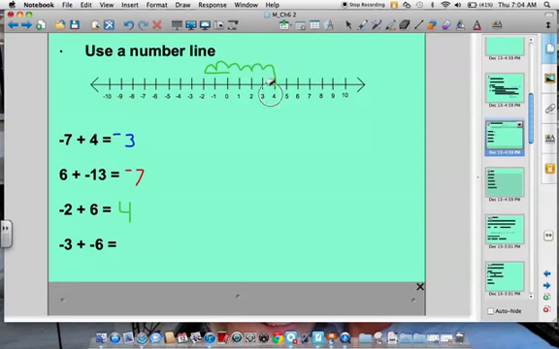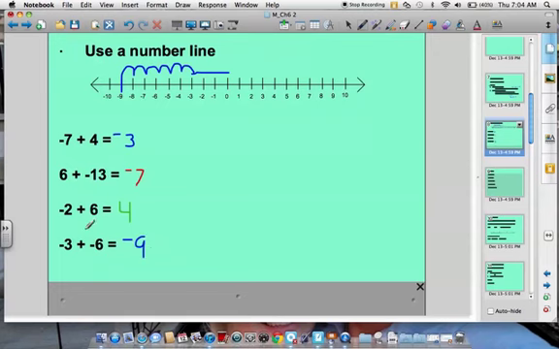And for the other one, -3 plus -6, so I walk to -3. And then it says to continue going -6 times. So I'm going to hop 6 times to the left. 1, 2, 3, 4, 5, 6. I ended up at -9.